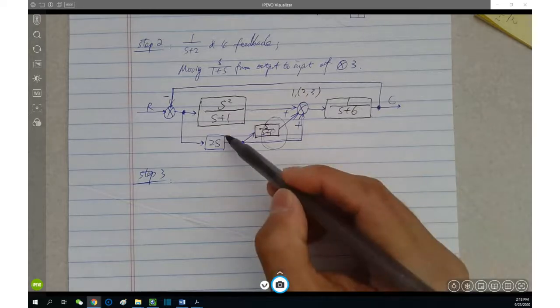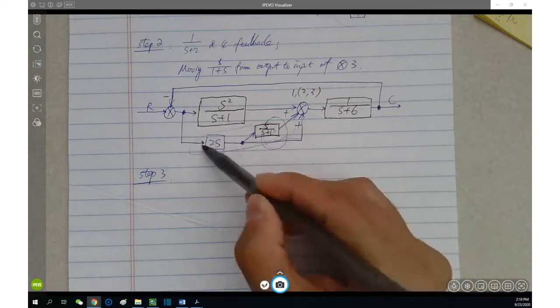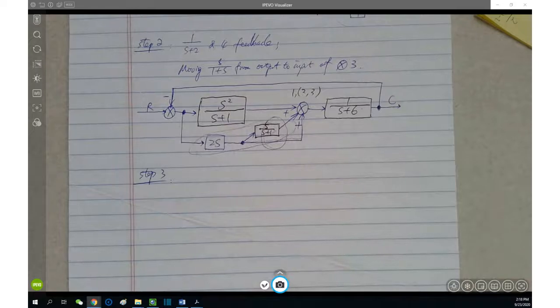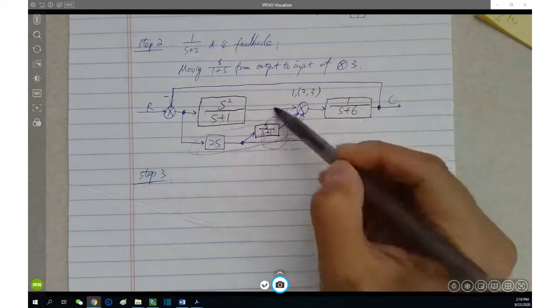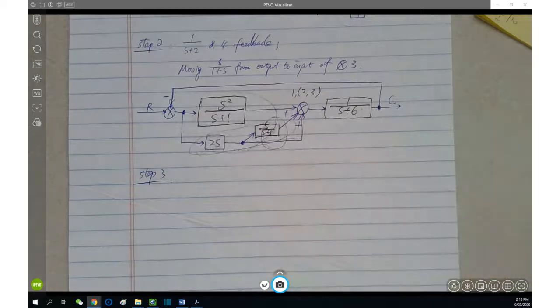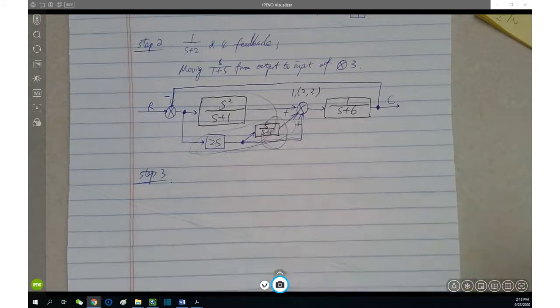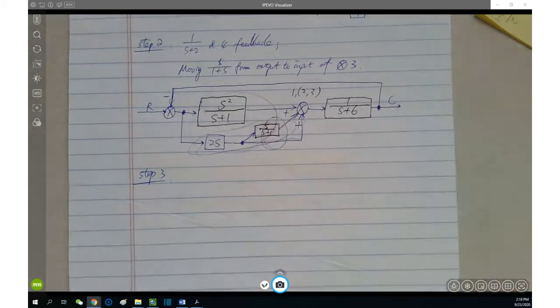Very good. This is a cascade. Very good. And then parallel with S squared over S plus 1. Very good. This is a parallel. Basically following him to reach this step, and then you only have 2 blocks left with 1 unity feedback. Right? And then from there, you do the moving or not. It doesn't matter anymore, right?